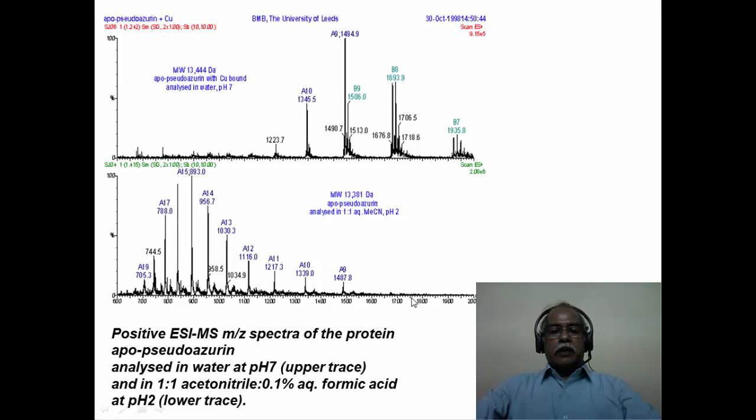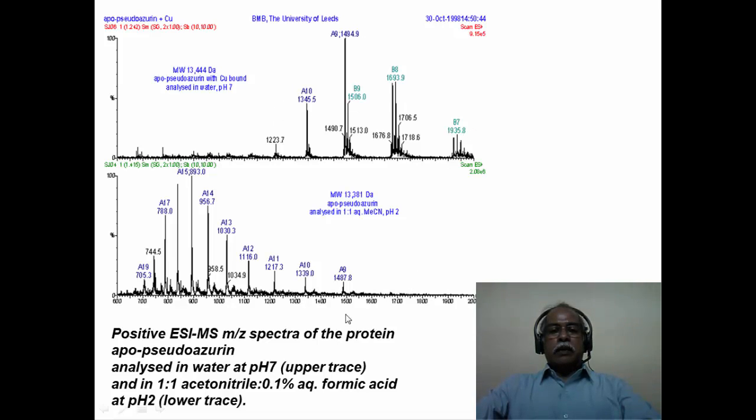Pseudoazurin is the name of the protein in this particular case. The positive charge electrospray ionization mass spectrum is what is given here. It is analyzed at two different pHs. The top trace is pH 7, the bottom trace is pH 2. So essentially you are changing the acidity of the system in water. In the case of pH 7, which is a neutral pH, you have fewer charges on the apoprotein. This is 7 charged, 8 charged, 9 charged, 10 charged species that you are going to have in this particular case.